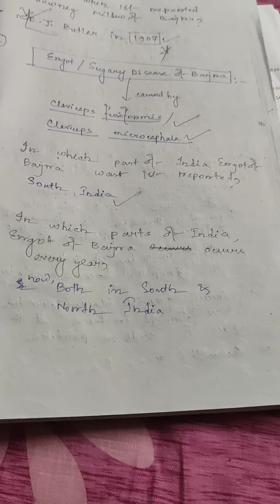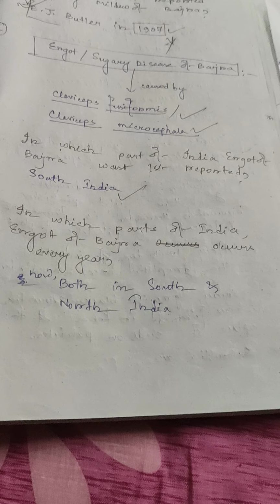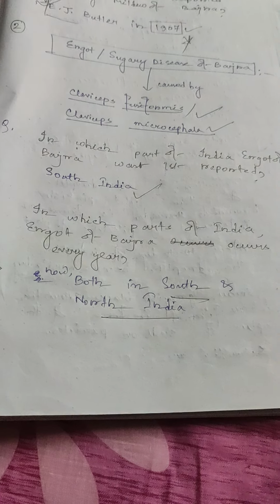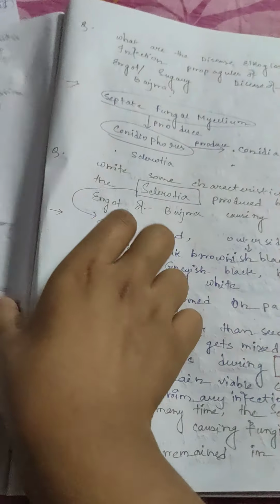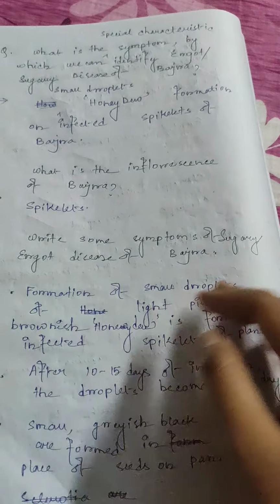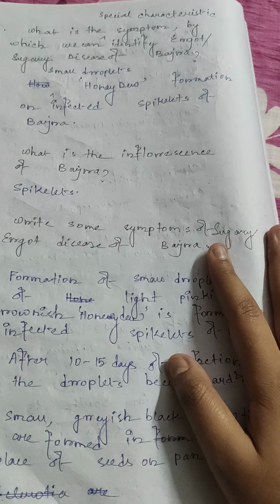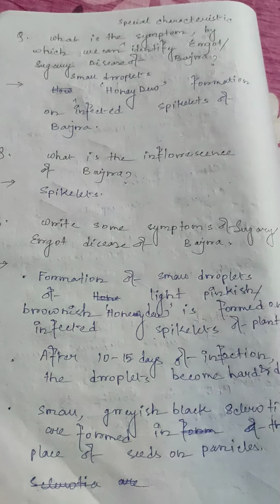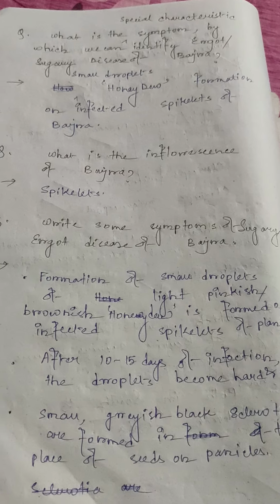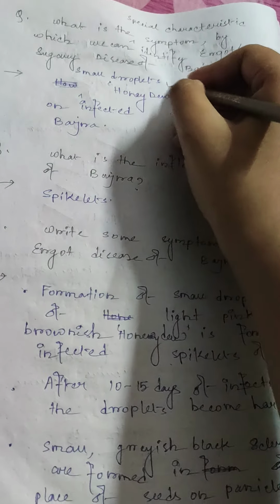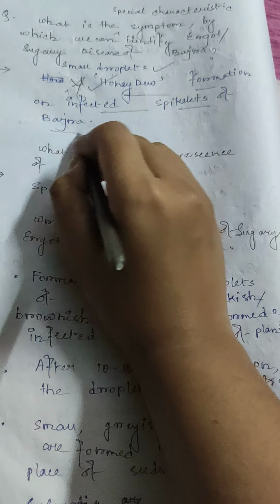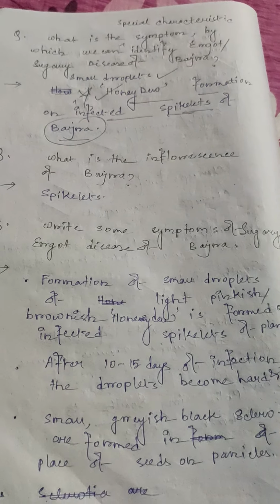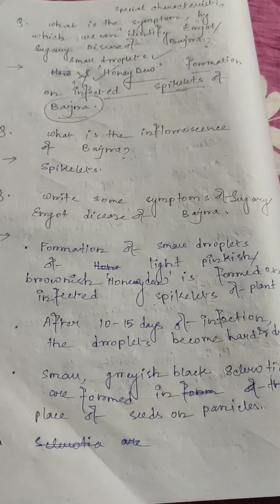In which parts of India does ergot of bajra occur every year? Now, in both South and North India, ergot or sugary disease of bajra occurs every year. What is the special characteristic symptom by which we can identify ergot or sugary disease of bajra? Small droplets of honeydew formation on the infected spikelets.